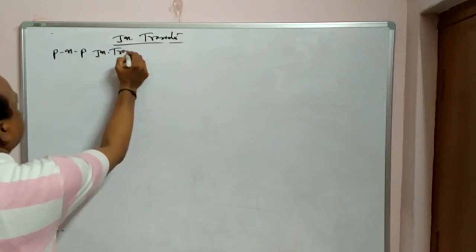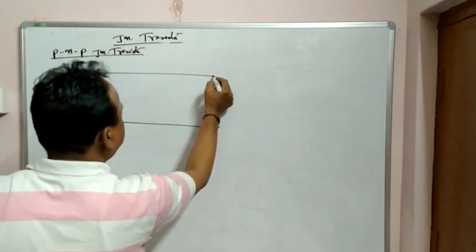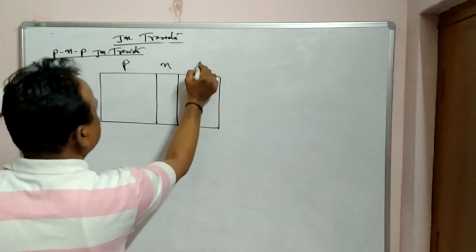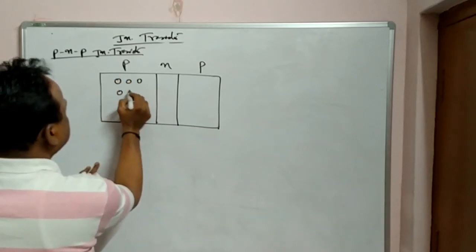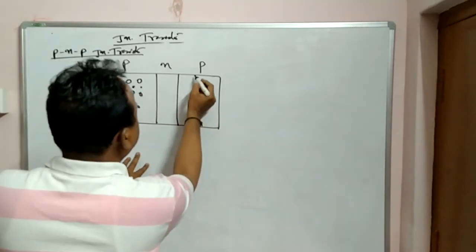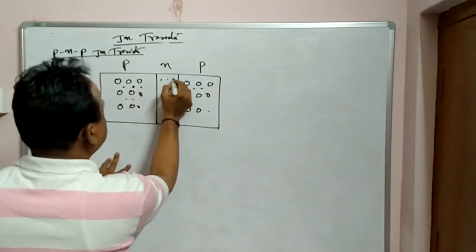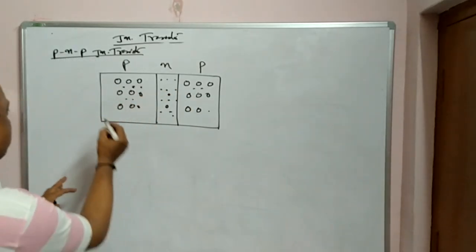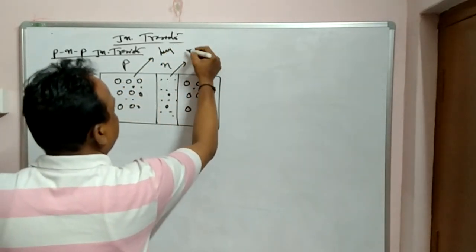PNP junction transistor. See, as I told you, in PNP or NPN, the middle portion is always very small in width. In PNP, holes are more. It doesn't mean that electrons are not there, electrons are also there, less, because holes are the majority. Likewise here also holes are the majority, electrons are the minority, and here electrons are more, holes will be very small. And regarding doping, note that the left side will always be heavily doped. This is lightly and this is moderately.